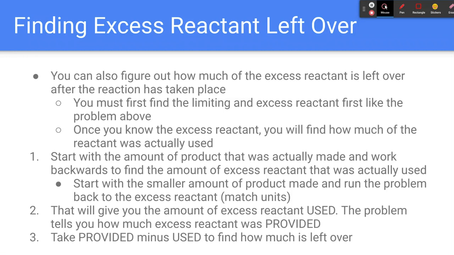So start with the grams of product that was actually made and run back to the grams of the excess reactant. That's the one that gave you the higher number in that previous calculation. That'll tell you the amount of excess reactant that was actually used in your process. Then the problem itself will tell you how much was given or provided. And so the last thing you need to do, this is the most forgotten step, is you need to do a little subtraction problem. You need to take the provided amount from the problem minus the used amount from your stoich problem that we just did, and that'll tell you how much is left.